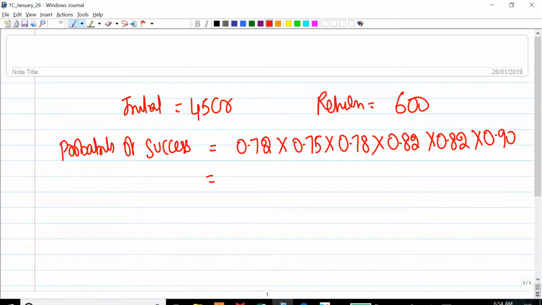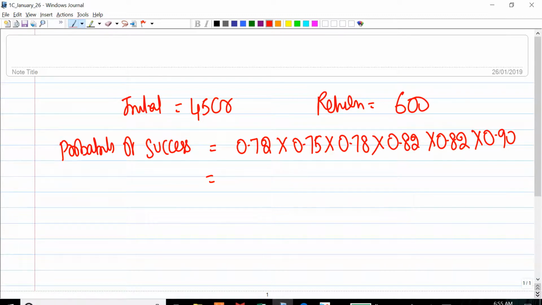So now write: probability of success of project equals probability of success in year 1 into probability of success in year 2 into dot dot dot. It refers to 6 years. Probability of success in year 1 into probability of success in year 2 dot dot dot into probability of success in year 6 finally.